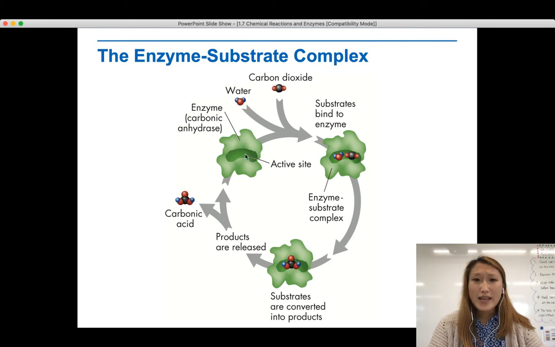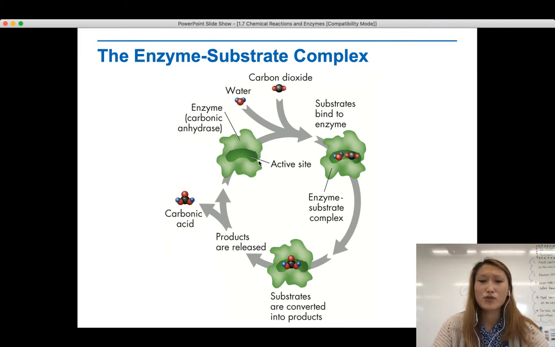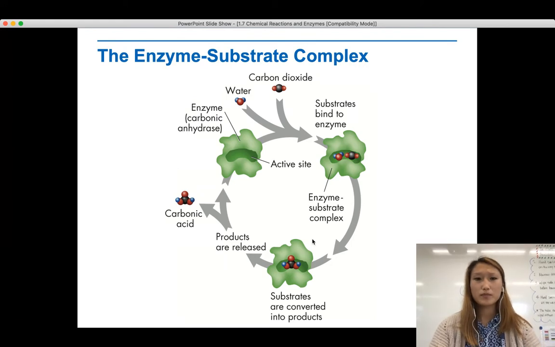The space on an enzyme where the substrate can fit into is called an active site, okay? So there are a few words over here. We have substrate. Those are just the reactants that can fit into an enzyme. We have the word enzyme. You already know that. We have products, right? So the products are released from the enzyme. And then we have the active site where the substrates can bind to. Okay?